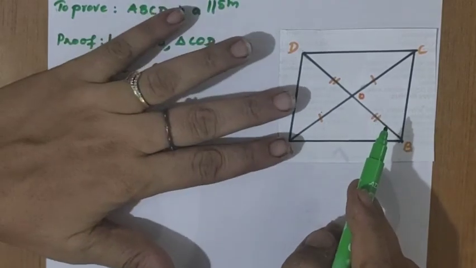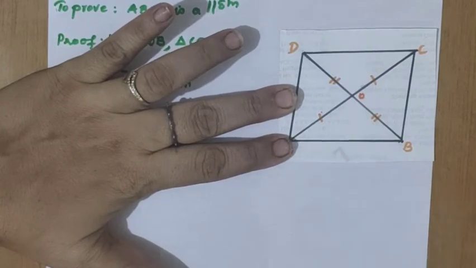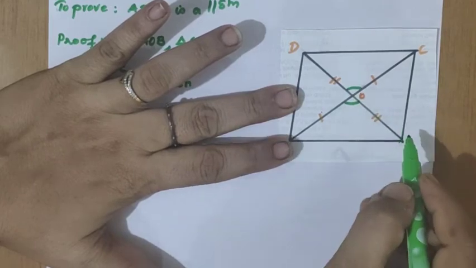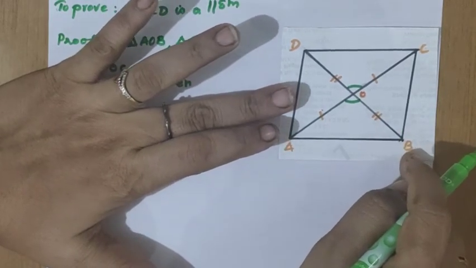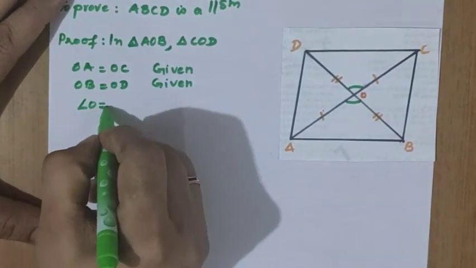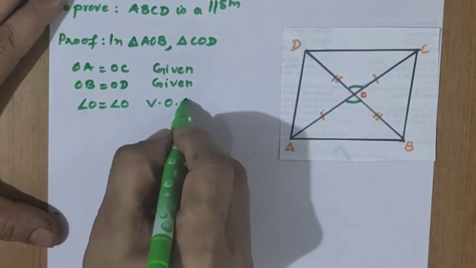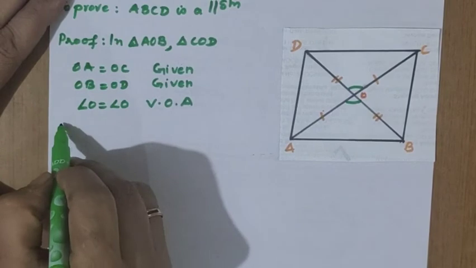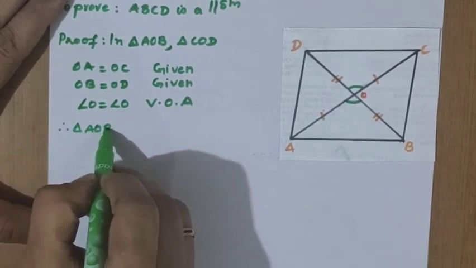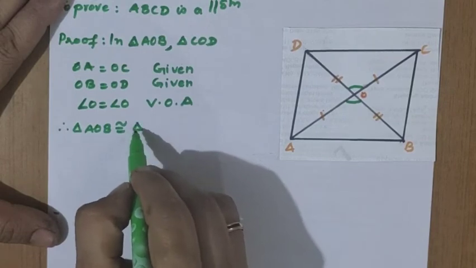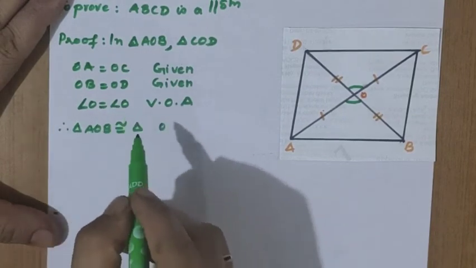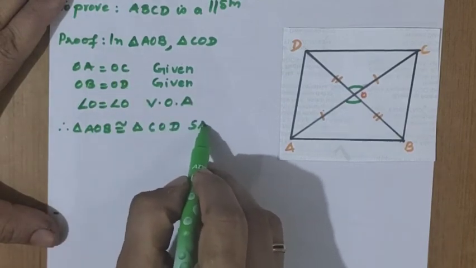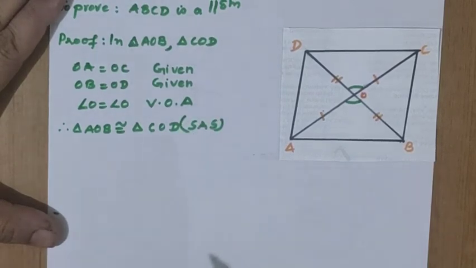So what about the included angle? The third side we are not taking, because we have to prove that it is a parallelogram. It's a quadrilateral, so can we go for this angle? Yes, we can, because it's a vertically opposite angle. So we will write here: angle O equals angle O, vertically opposite angles. This angle is the included angle. Therefore, triangle AOB is congruent to triangle COD, with direct correspondence, A for C. The criterion is SAS.